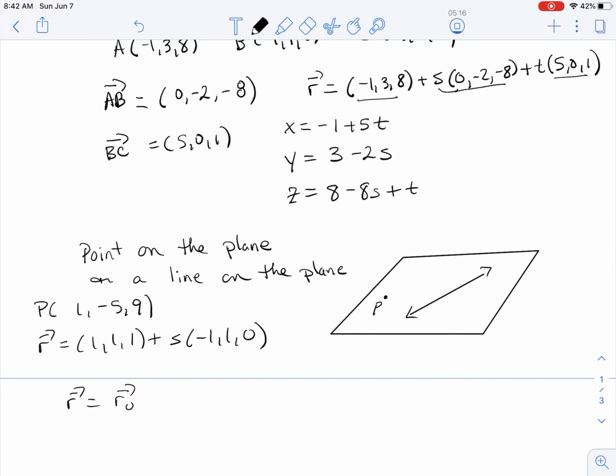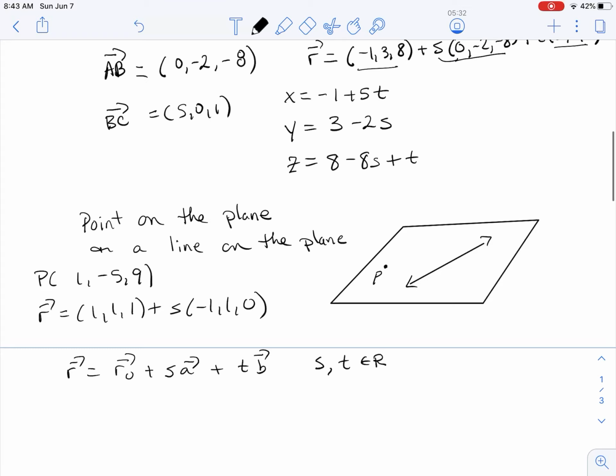Again, for the plane, we're going to need that point. So we got a point. Actually, we got 2 points, I'm going to show that in a minute. And you need 2 direction vectors. And of course, S and T are any real numbers to take into account the parallel vectors. For R naught, I could choose this point. It's on the plane. But because this line is on the plane, that means that point is on the line, which means it's also on the plane. If I wanted to, I could choose that one. I'm going to choose the first one.